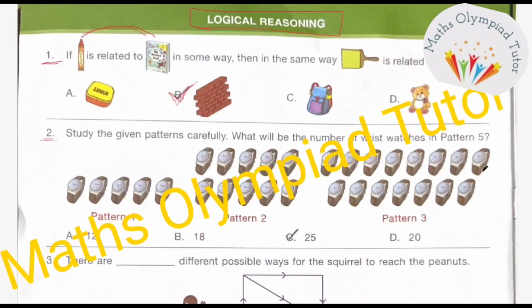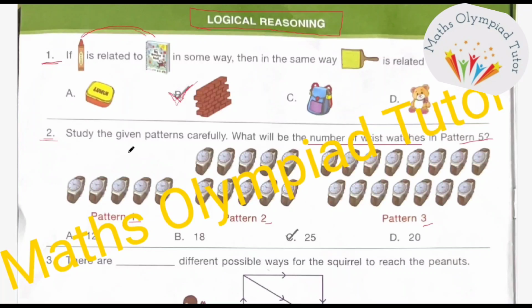Question 2 is a pattern question. Now we have to study the given patterns carefully, and then the question is, what will be the number of wristwatches in pattern 5? Till pattern 3 it is given. Pattern 1 is there, 2 is there, and 3 is there. We need to find the number of watches that would be in pattern 5.